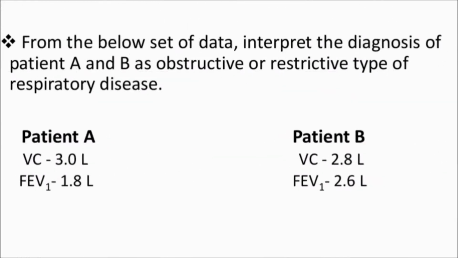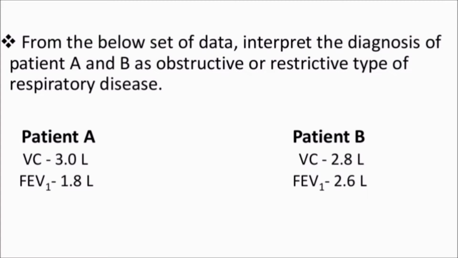From the below set of data, interpret the diagnosis of patient A and B as obstructive or restrictive type of respiratory diseases. So we have two data given here, patient A and B. Patient A has a vital capacity of 3 liters and FEV1 of 1.8 liters. VC is for vital capacity, FEV1 means forced expiratory volume in 1 second. And patient B has VC as 2.8 liters and FEV1 as 2.6 liters.